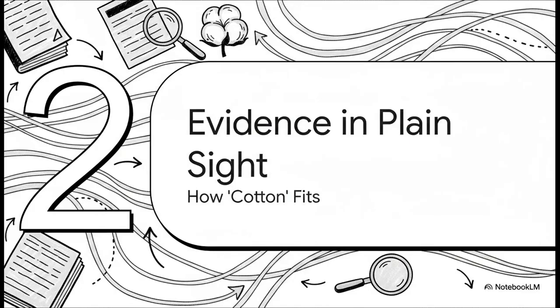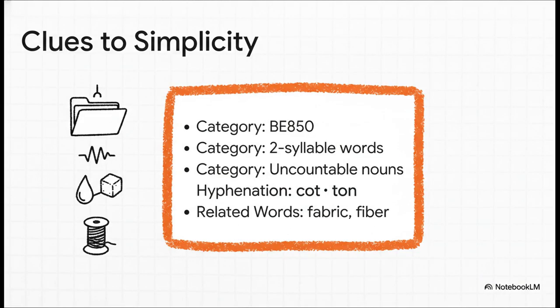So now we've cracked the code, right? Let's go back to that original dictionary entry for cotton. Because now that you know what to look for, you're going to see that the clues weren't just in that one little sentence. They are all over the page. Just look at all these categories at the bottom of the entry. First, you've got BE850, right there, boom. But then check out the others. Two-syllable words, uncountable nouns. See what's happening? These are all markers of simplicity in language. Even the basic related words listed, fabric and fiber, are simple, foundational ideas. The whole thing is basically screaming, I'm a simple, easy-to-understand word.